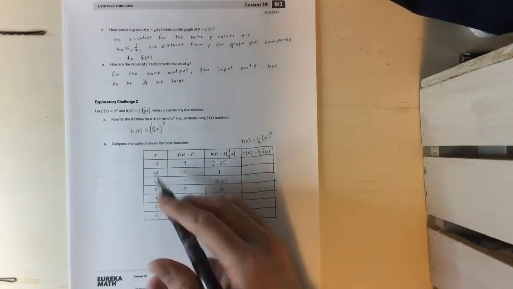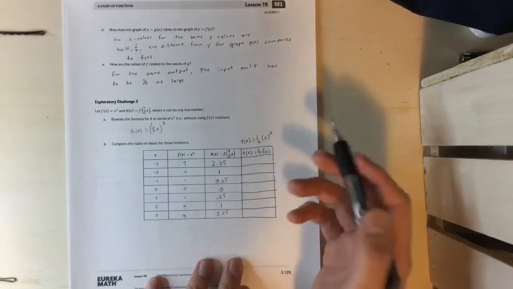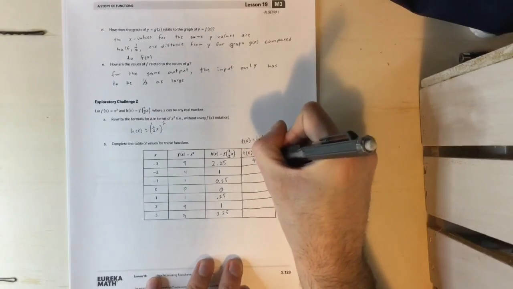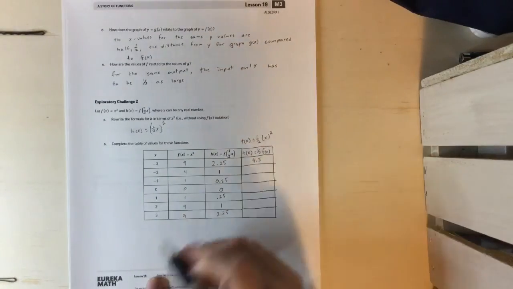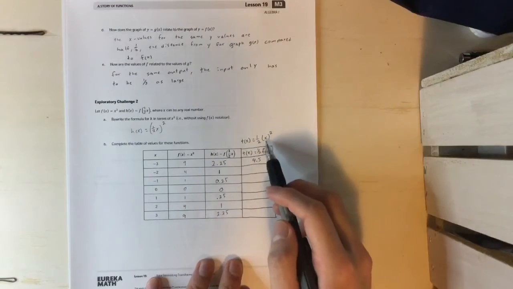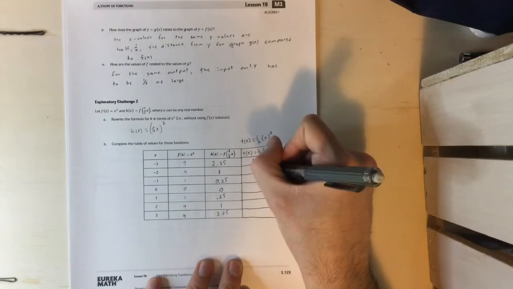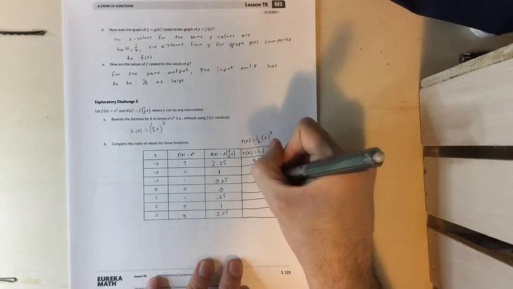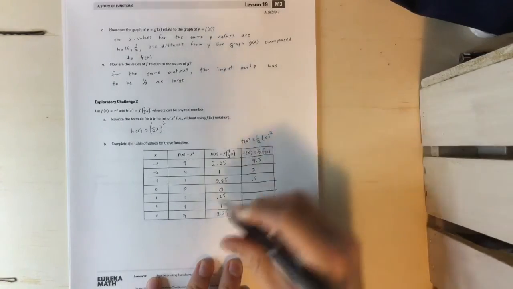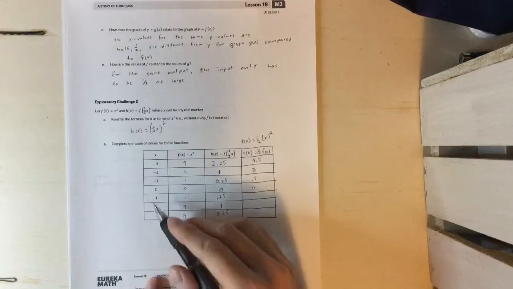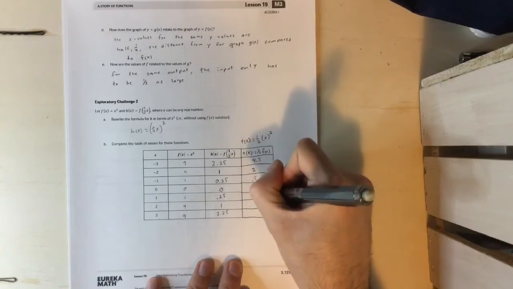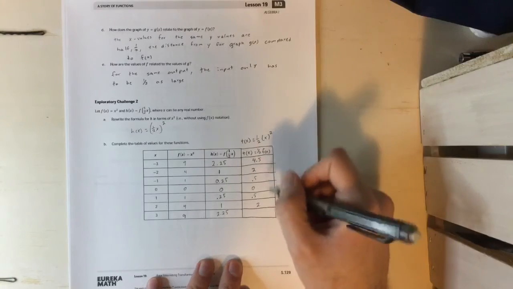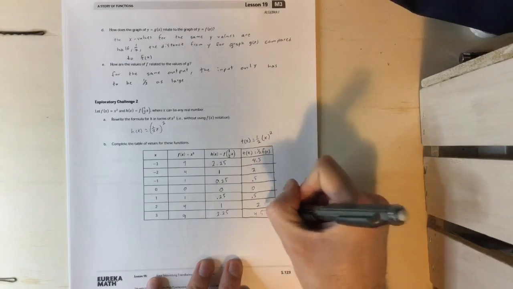When we look at this, we're going to do -3, square it, so it's going to give us 9 times 1/2, so it'd be 4.5. This one then would be -2 squared, it's going to be 4 times 1/2, it'll be 2. -1 would be 1 squared, 1, which would be 0.5. 0 would be 0. 1 would again be 0.5. 2 would be 2. And 3 would end up being 4.5.